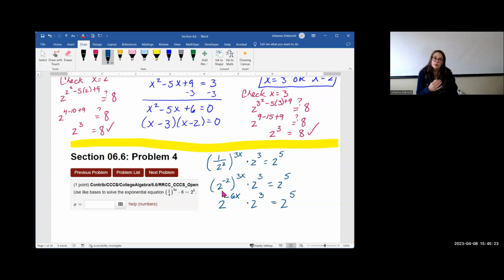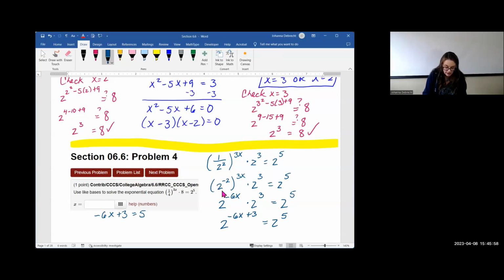Now I can use another property of exponents that says if you multiply and the bases are the same and each base has a power, then you add the powers. So this gives me 2 to the negative 6x plus 3 equals 2 to the 5th. Finally, because they're equal, the bases are both 2, so the powers have to be equal. So I have negative 6x plus 3 has to equal 5. And then I solve for x.